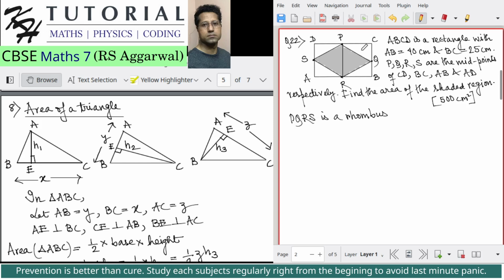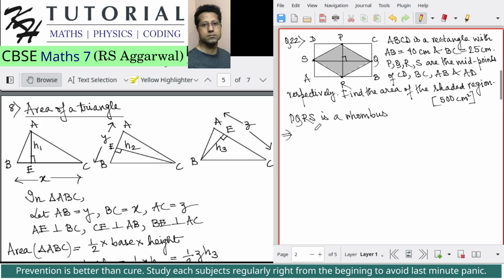And also if I join PR and SQ, they will be the diagonals of the rhombus PQRS, and they will definitely bisect each other at right angles. So I think for this problem we can easily apply the formula of area of a rhombus, because the quadrilateral PQRS is formed by joining the midpoints of all the sides of a rectangle.